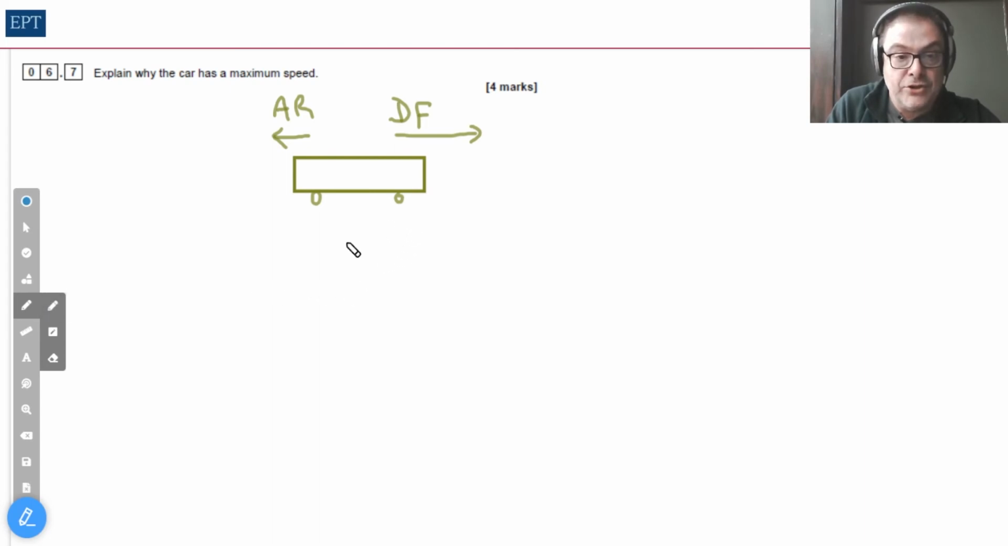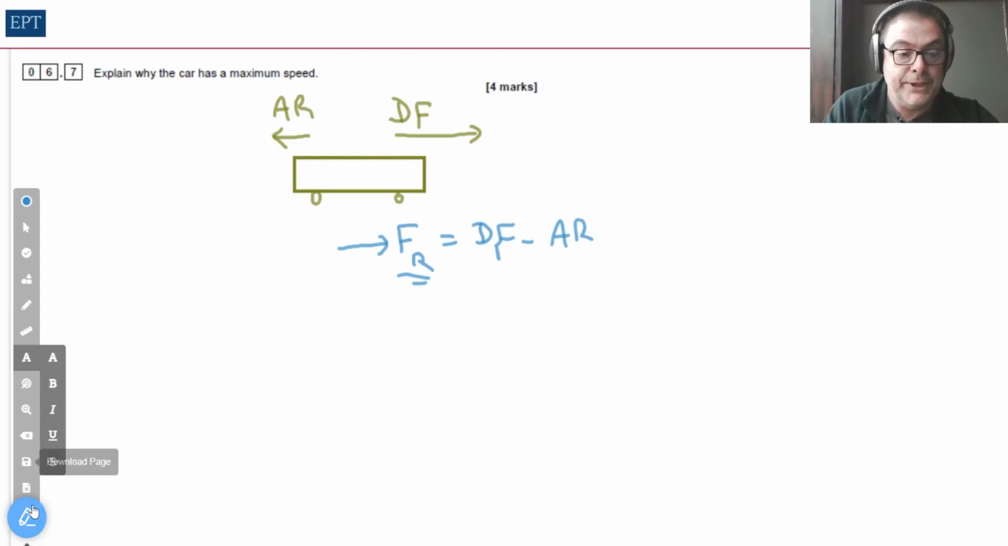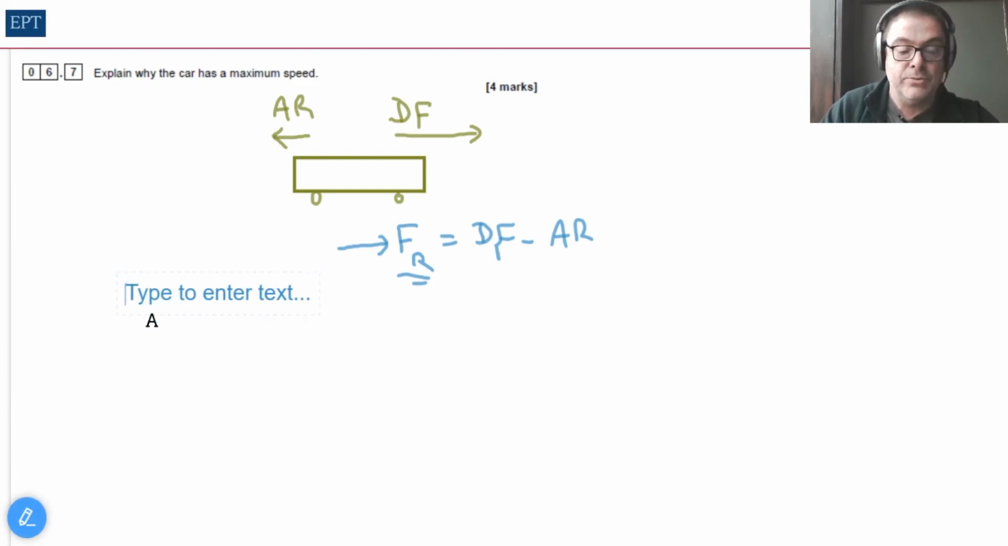So what we find is that the resultant force, what you might call Fr, which is equal to the driving force, subtract the air resistance, the resultant force is going to decrease. And so the car will accelerate less. Eventually, the driving force and the air resistive forces are going to be equal, no resultant force, and so the car stops accelerating and has reached the maximum speed. Right, so let's put that lot into words.